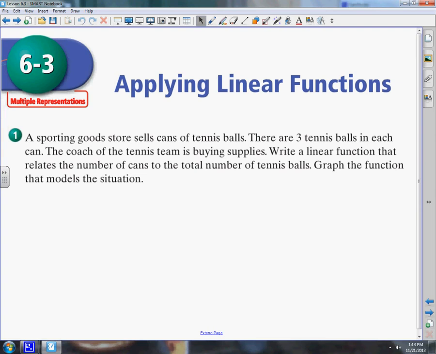The first one: a sporting goods store sells cans of tennis balls. There are 3 tennis balls in each can. The coach of the tennis team is buying supplies. Write a linear function that relates the number of cans to the total number of tennis balls. Graph the function that models the situation. So try this problem.